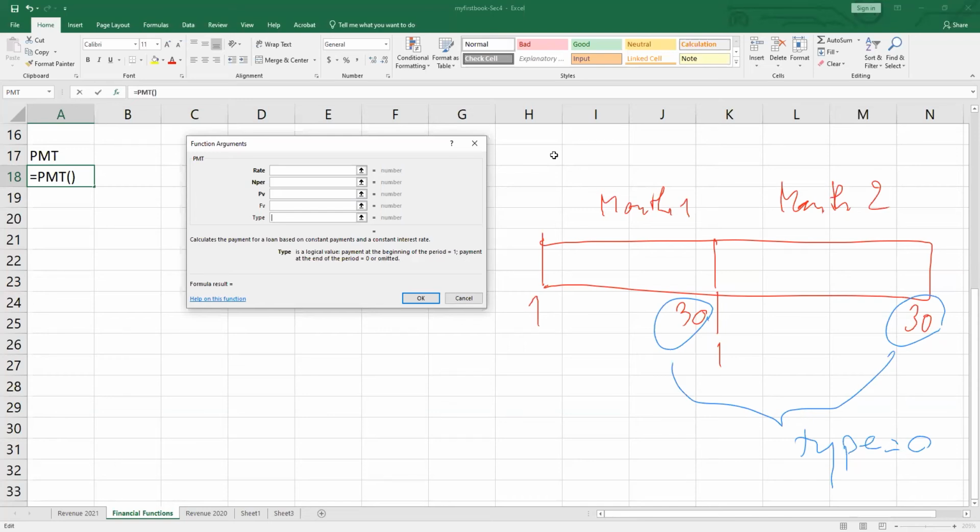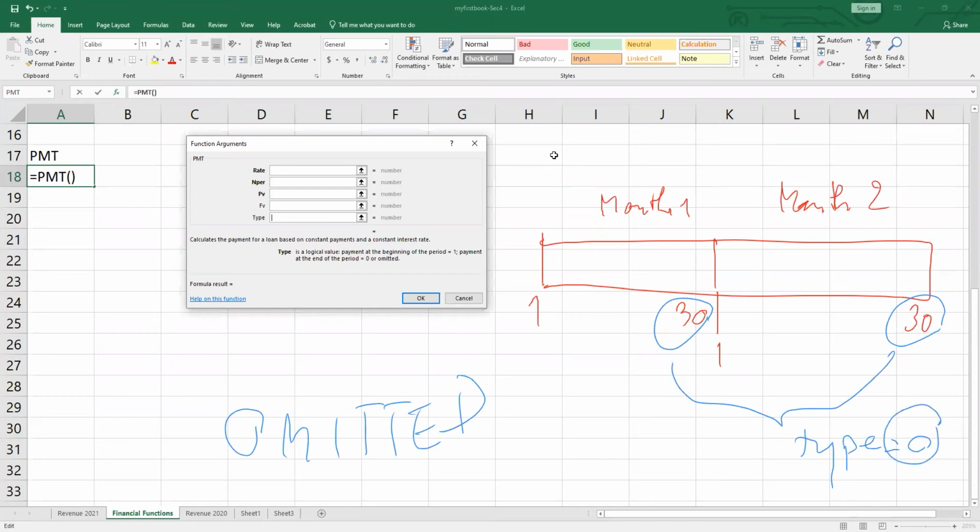At the end of the period. So that's why the type is 0 or omitted. This word is important as well, omitted. Omitted means that if you don't put this value, it equals to you entering type 0. This is the meaning of omitted.